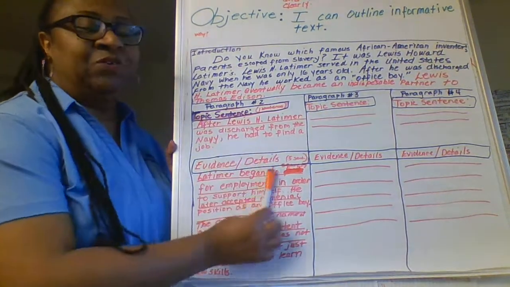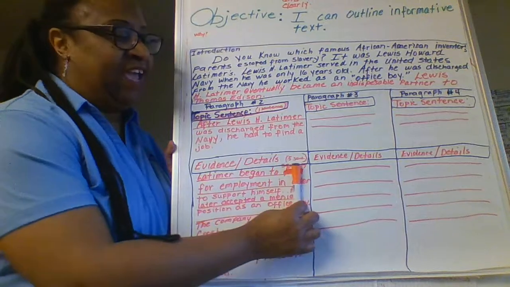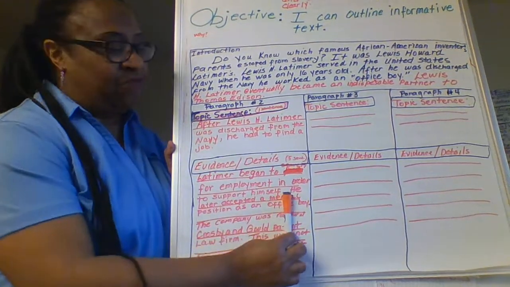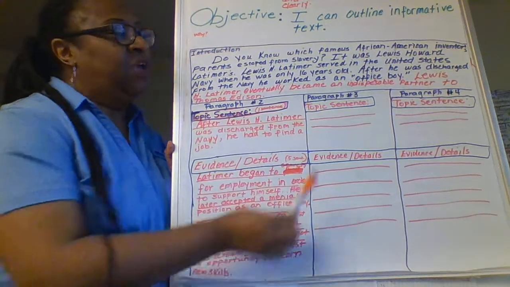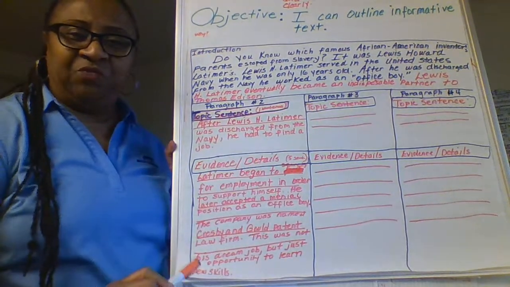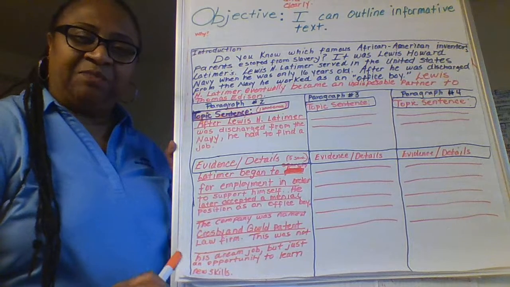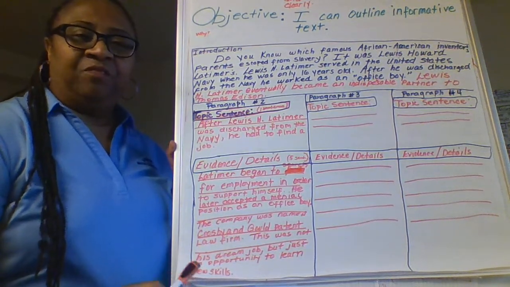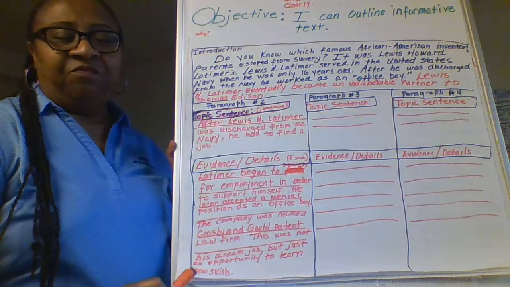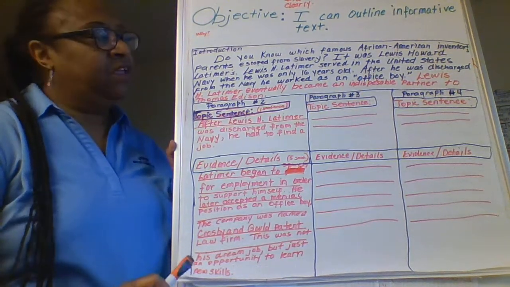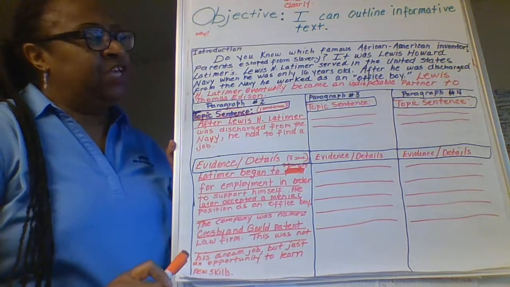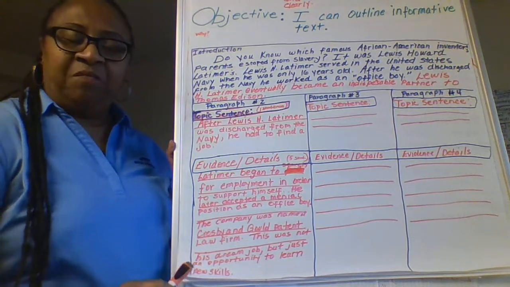Well, how could we go to the next thing that happens after he finds this job as an office boy? What are some examples that we could use for a topic sentence in our next paragraph? Let's see. I need to hear from Makai. Let's hear from Makai. Makai, what type of topic sentence could we possibly use for our next paragraph?